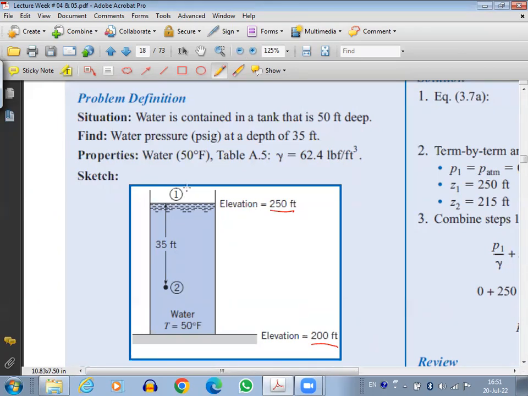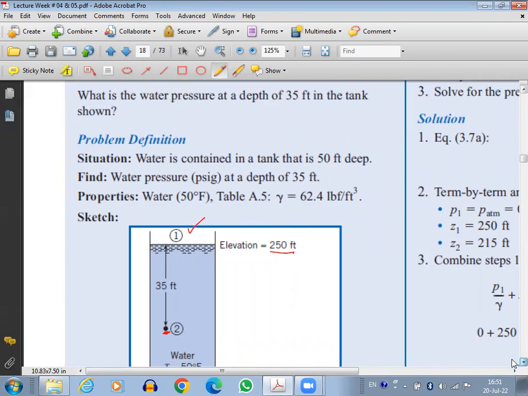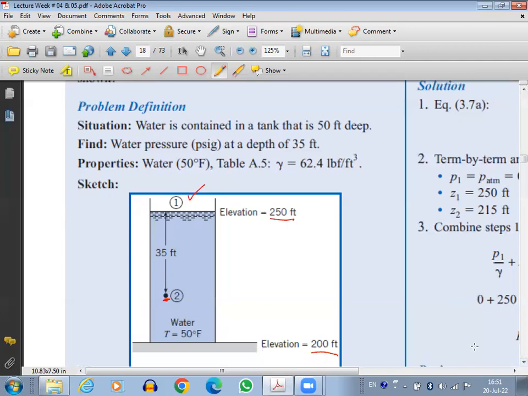The top elevation is considered as point 1, and below the top elevation, which is the open surface of the water, 35 feet below, is point 2. Point 2 is 35 feet below. We want to know the pressure of the water at this point. What is the water pressure at a depth of 35 feet in the tank shown? 35 feet from the open surface. So at this point, we need to find P2. This water is at 50 degrees Fahrenheit.